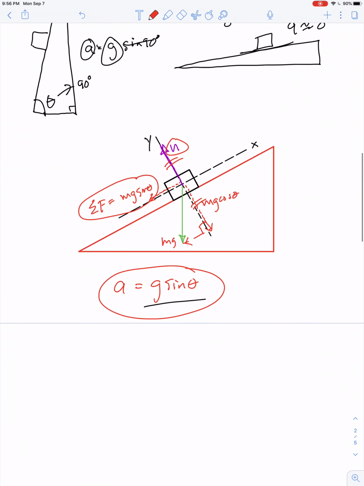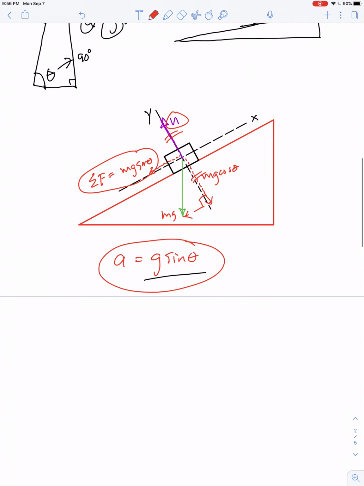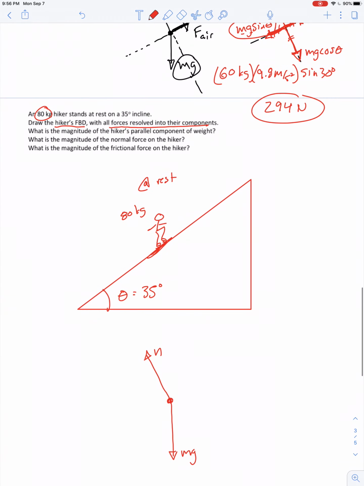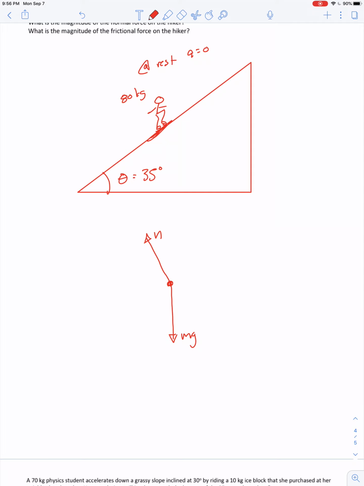And again, I'm assuming they're wearing hiking boots that grip the hillside. So this is not like ice blocking. This is not a case of frictionless. So there is no acceleration equal to g sine theta. In fact, since they're at rest, the acceleration is zero. So they must be relying on some force of friction pulling this way.